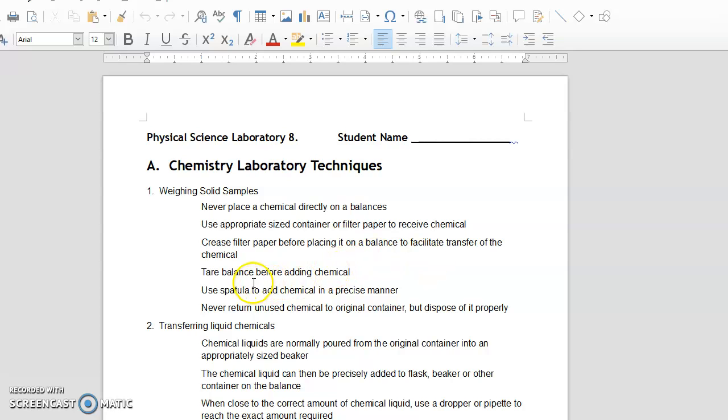You tare the balance before adding the chemical. That just zeroes it out. Use a spatula to add the chemical in a precise manner. Now, in terms of taring the balance, at times you may want to know the weight of your beaker or certain other things, so you don't always hit the zero button on there. You make certain that you have it at zero before anything that you want to record is on there. And you use a spatula to add a chemical in a precise manner. You use a dropper for something else. And you never return the unused chemical to the original container, but we dispose of it properly.